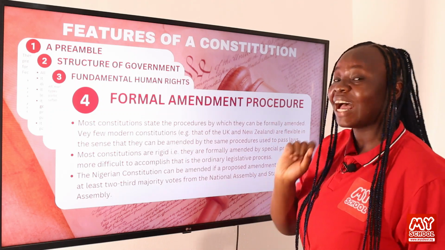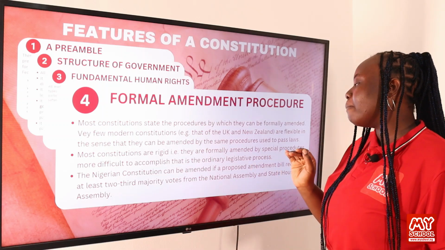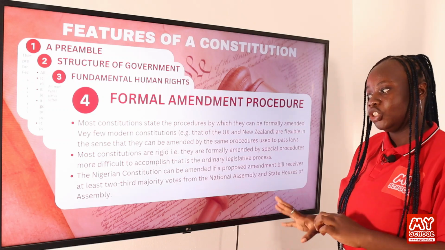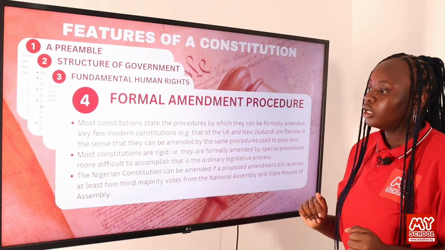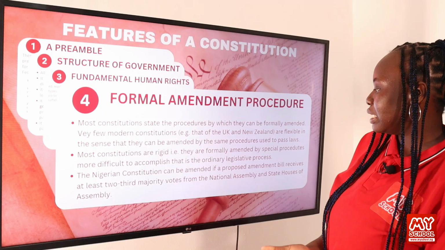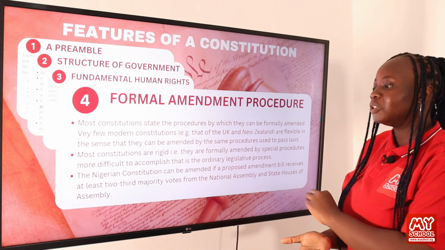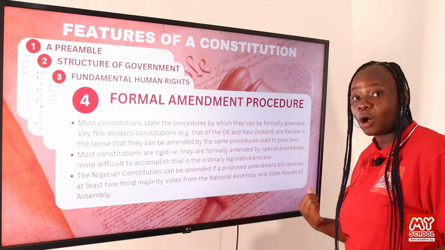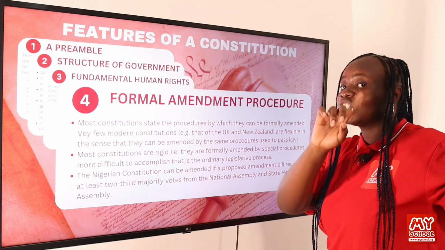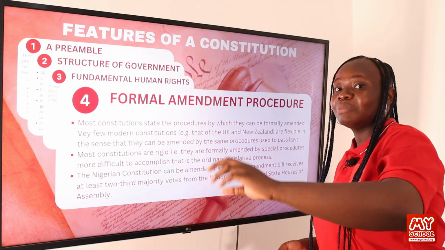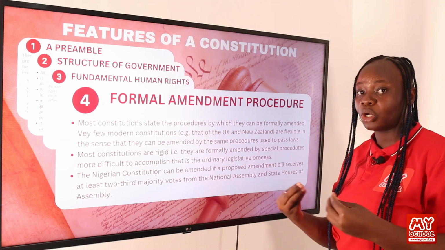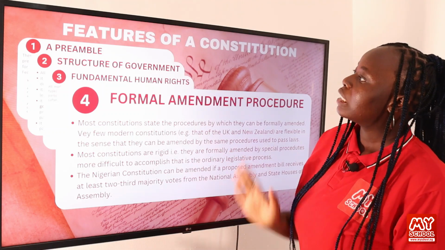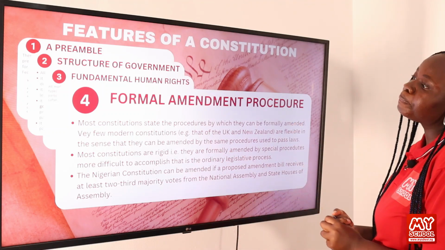So most constitutions are rigid. That is, they are formally amended by special procedure, more difficult to accomplish than is the ordinary legislative process. So the Nigerian Constitution can be amended if a proposed amendment bill receives at least 2/3 majority votes from the National Assembly and the state houses of assembly. That means the National Assembly and the state assembly in each of the states of the Federation has to agree in order for an amendment to be made for the Constitution. Now let's move on to the next slide.